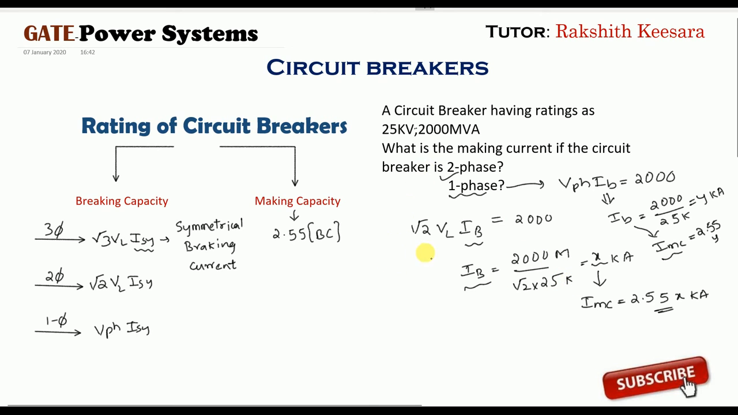If we ask for the 3-phase, then what should you do? Root 3 into VL into I breaking current equals 2000 MVA. Calculate the I breaking current, where VL is 25 kilovolt. After getting the value of breaking current, multiply this by 2.55. You will get the value of making current, that's it.